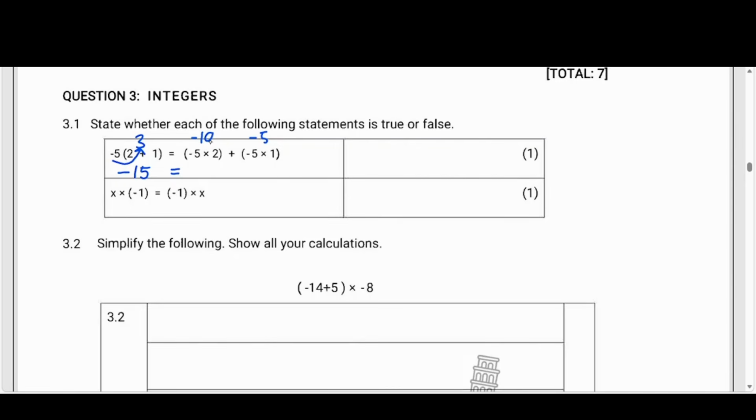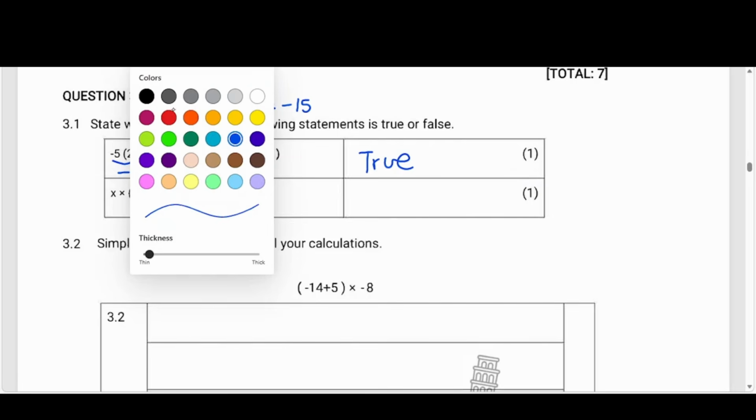And then negative 10, add negative 5, a plus and a minus makes just a minus. It's going to be minus 10 minus 5, which is also going to be negative 15. And so we've got negative 15 is equal to negative 15. So these statements are true. They are equal.